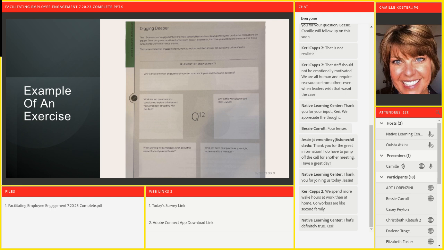What are two questions you could use to explore this element with a manager struggling with your team? So as you look at this, how can you ask the right questions? Because we know it's about asking the right questions to help actually walk through this. And why is this workplace need often unmet?